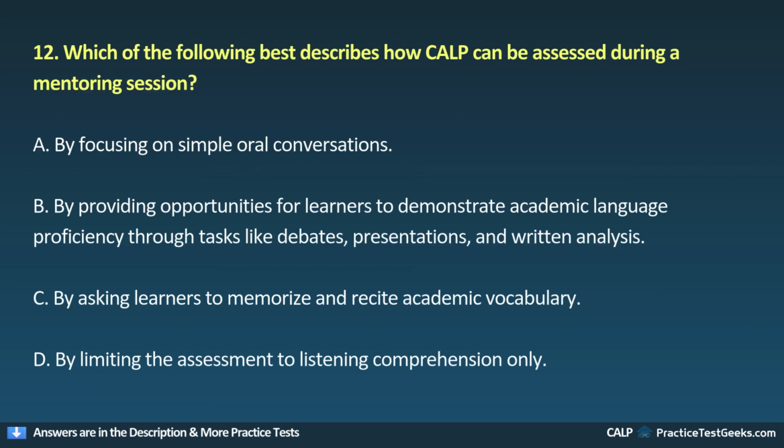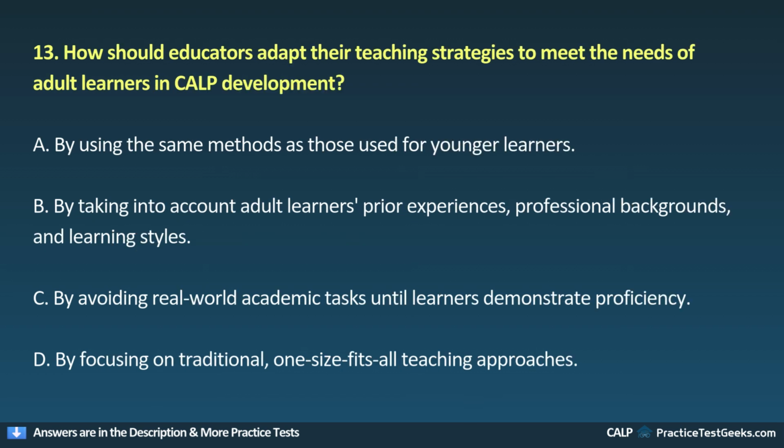12. Which of the following best describes how CALP can be assessed during a mentoring session? A. By focusing on simple oral conversations. B. By providing opportunities for learners to demonstrate academic language proficiency through tasks like debates, presentations, and written analysis. C. By asking learners to memorize and recite academic vocabulary. D. By limiting the assessment to listening comprehension only.